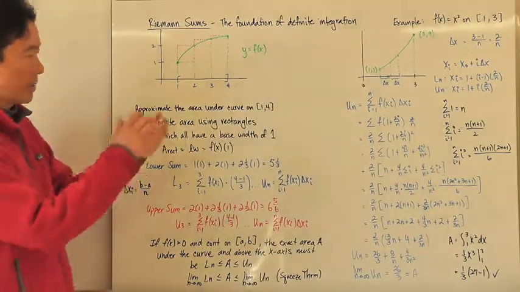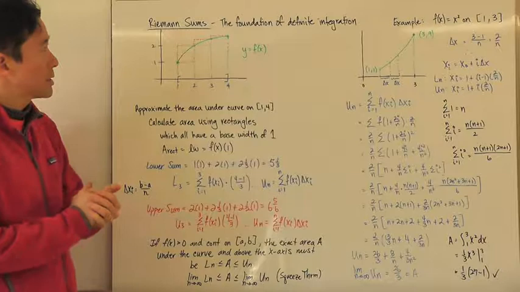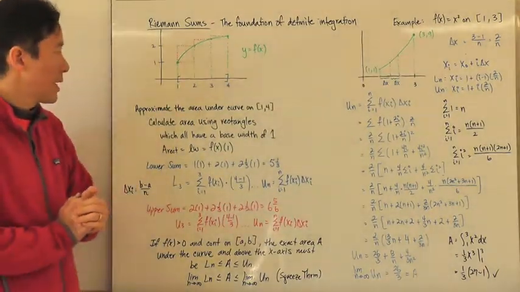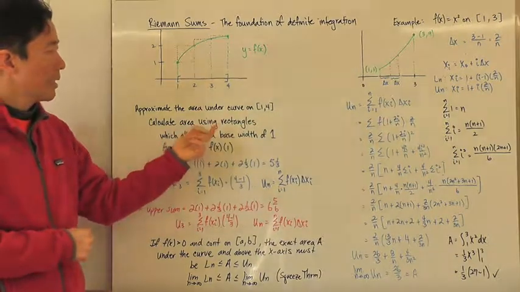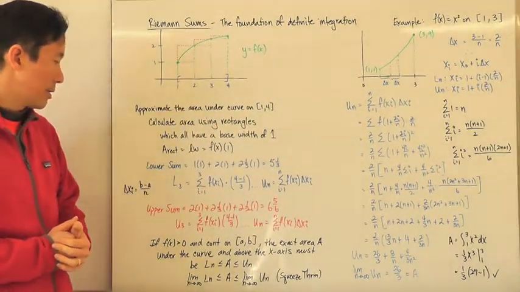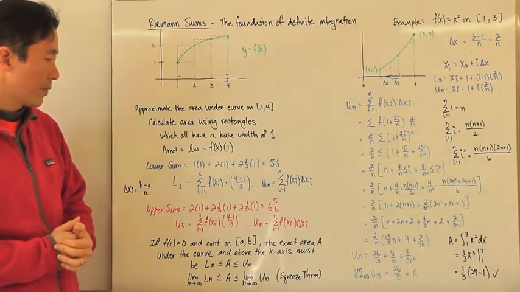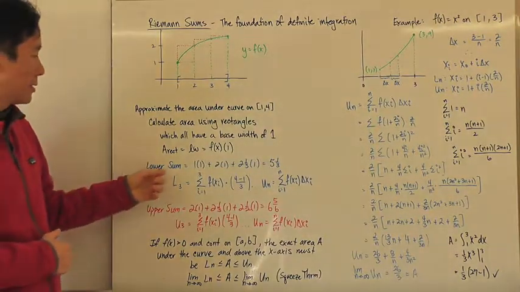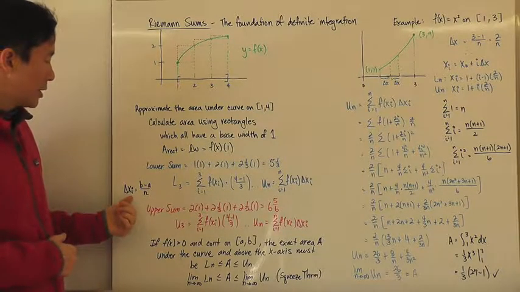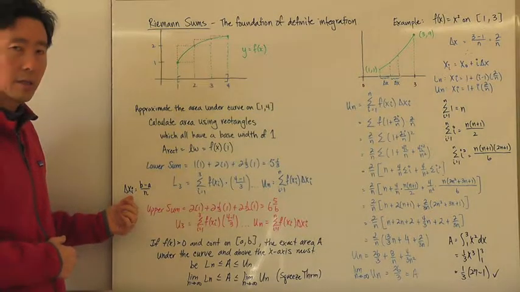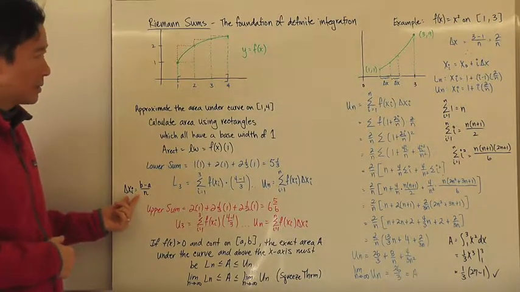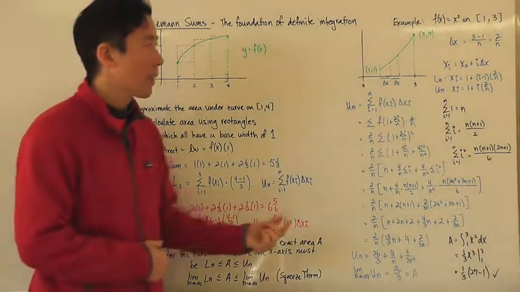Okay, so just to wrap up again, Riemann sums, the foundation of definite integration, is going to be using rectangles to approximate the actual area under a curve on a closed interval. We have what is called the lower sum as well as the upper sum, the partition value, which is n, and the widths which are noted by the delta x sub i.